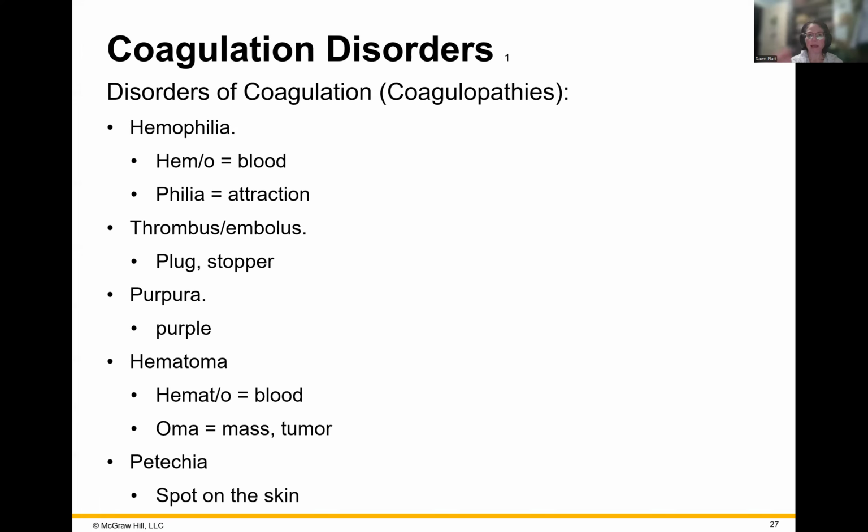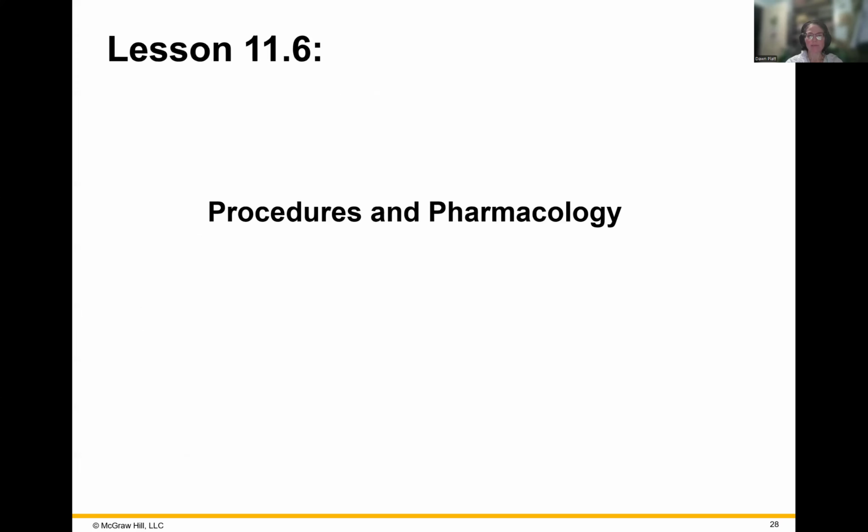And petechiae is really like when someone gets choked or strangled, they get those little teeny blood vessels that burst in their cheeks, and you can get them in your eyes, or if you've strained something, either by lifting something or straining to have a bowel movement, sometimes those little teeny blood vessels will burst and you get the little dots on your eyes or on your cheeks. All right, we got through that pretty fast.